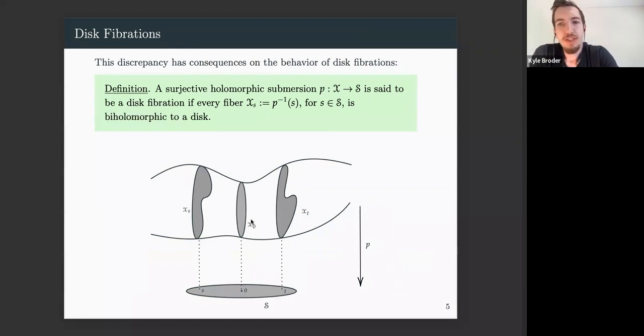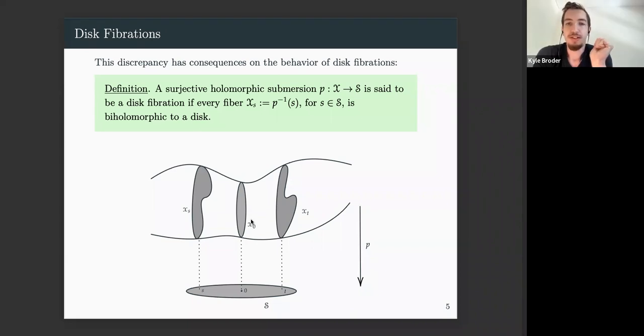So this discrepancy between pseudoconvexity and strong pseudoconvexity has important implications for the behavior of complex manifolds which fiber over these spaces. So we'll consider the following special case, namely of disk fibrations, which I'll understand to be the following. I'll declare a surjective holomorphic submersion to be a disk fibration if for every fiber, so the pre-image of a point, the fiber is biholomorphic to a disk.